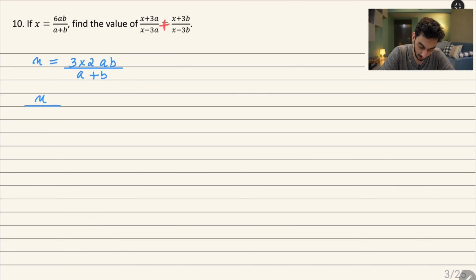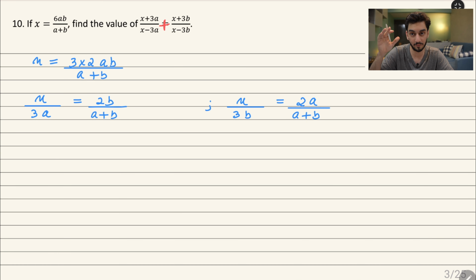and I'll make it as x upon 3a is equal to 2b upon a plus b. So from this numerator I just took the 3a because there is a 3a over here. The second time I would do a similar kind of thing, which is I'll take x upon 3b because I need a 3b over here in the second term of that expression, is equal to, I'm left with 2a upon a plus b. Okay, now these are equations which are formed as per the requirement of the answer.